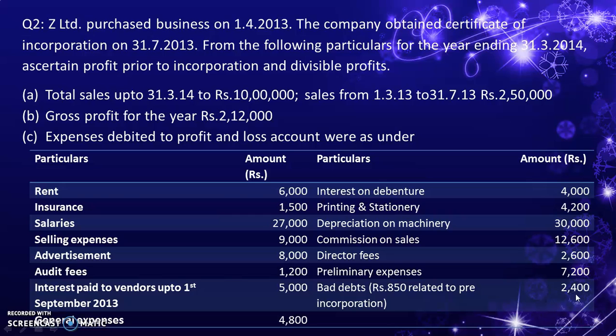Total sales up to 31st March 2014, rupees 10 lakh. So the total sale for the year is 10 lakh. Sale from 1/4/13 to 31/7/13, which means sales related to the pre-incorporation period, is 2,50,000. So the remaining 7,50,000 will be for post-incorporation period sale. Gross profit for the year 2,12,000. Gross profit is given in the question, so we need not find it.